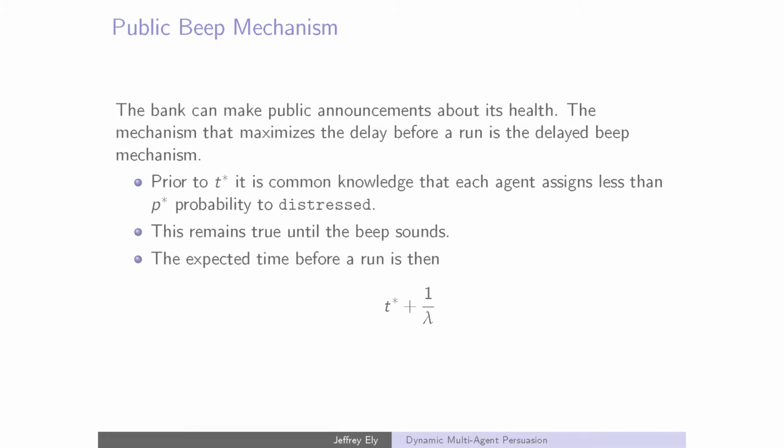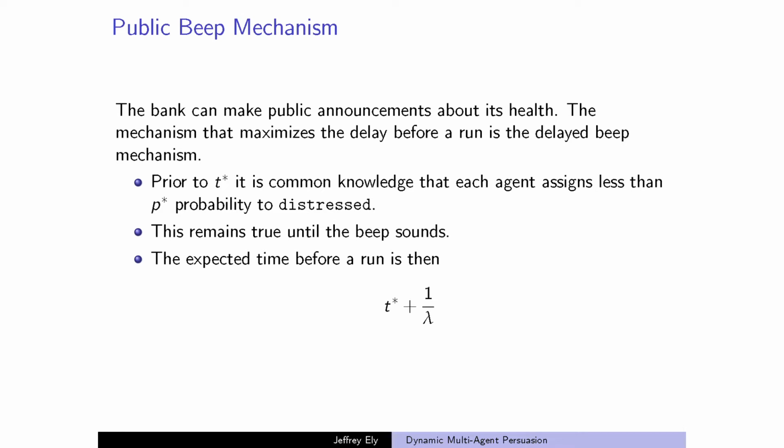Okay, I want to describe a couple of mechanisms just to get a sense of the problem, to warm up and build up to characterizing the optimal mechanism. A natural starting point is to think about what is the direct analog of the solution to the single agent problem in this two-agent problem. In the single agent problem, I told you the optimal mechanism is a beep with a delay.